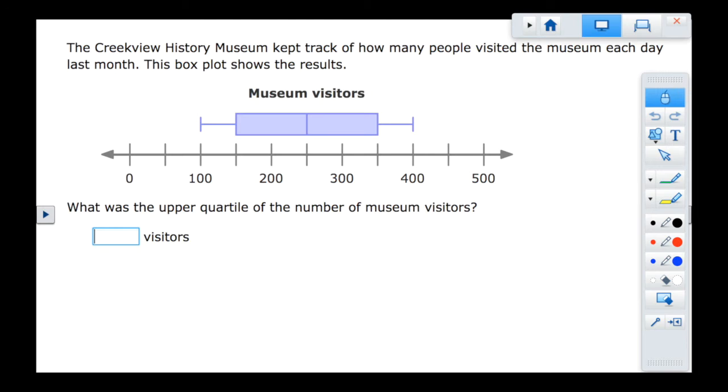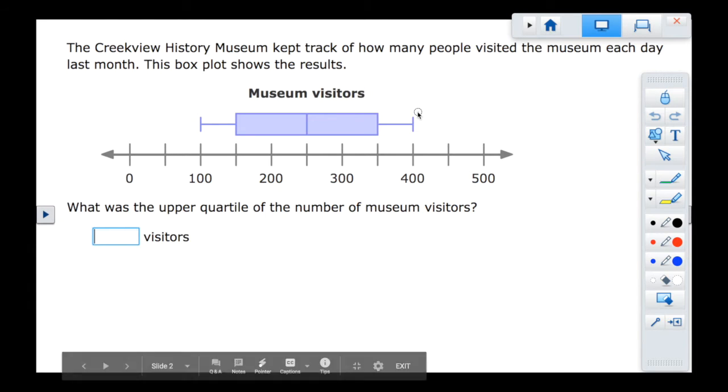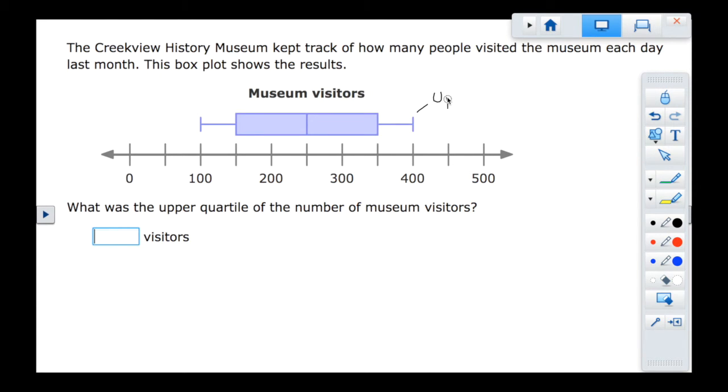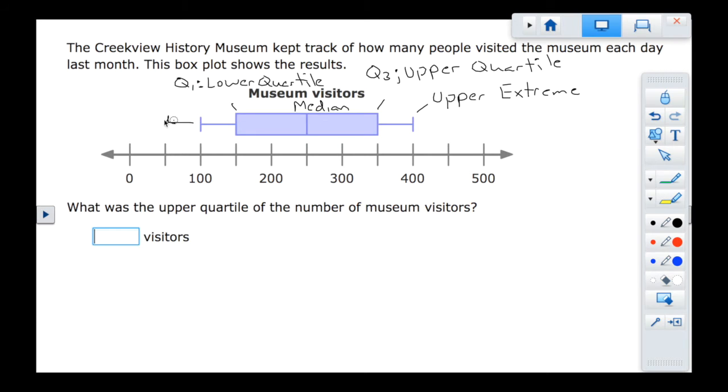Please remember in a box plot, a couple pieces of information. Up here, this is called a whisker, and the end of the whisker is your upper extreme. This end of the box, this is your Q3, or sometimes it's referred to as the upper quartile. In the middle is the median. This left side of the box is your Q1, or lower quartile. That's your upper extreme. This is your lower extreme.